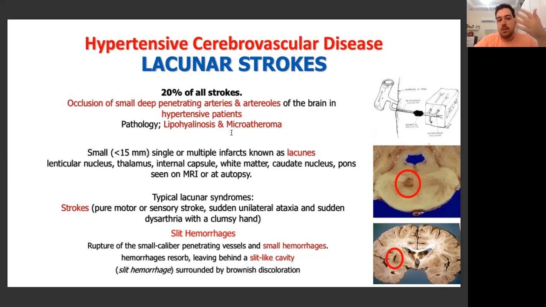time passes and these strokes have already happened, if you do an autopsy on the brain, you'll find what we call slit hemorrhages, which are these small openings. So they're just the residual of these small strokes. They're just slit-like cavities.